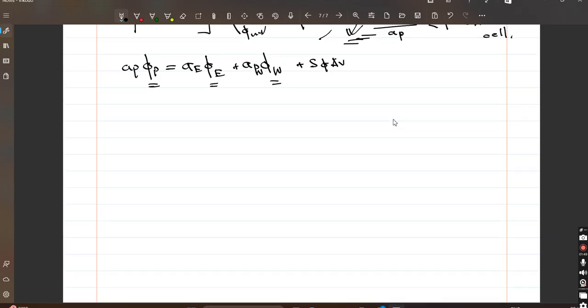Okay. So now let us just look at one example problem. Let's say we'll do a 1D heat conduction equation, right?